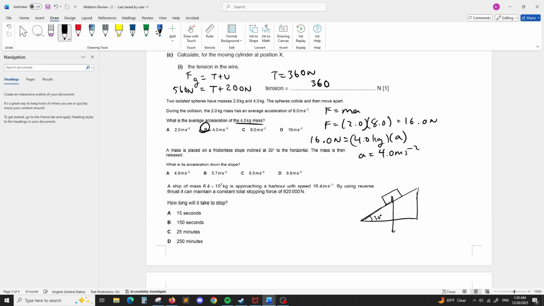Force going down, this is going to be mg. And then we have this, right? This angle here is also 60. So we're moving down the slope at a sine of 30, multiplied by our magnitude mg. So it's going to be m times 9.81 times sine of 30, which is equal to 1/2. So it's going to be 4.9 m.